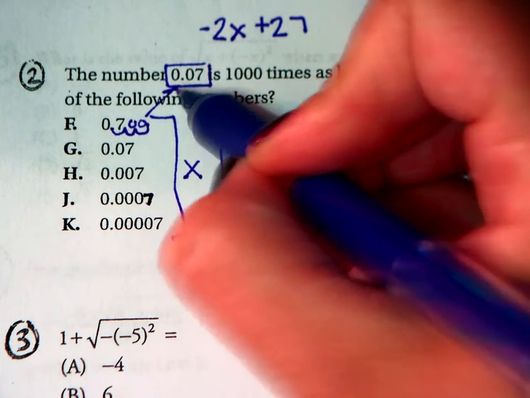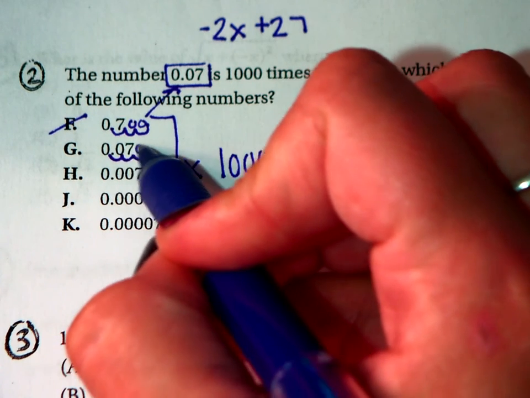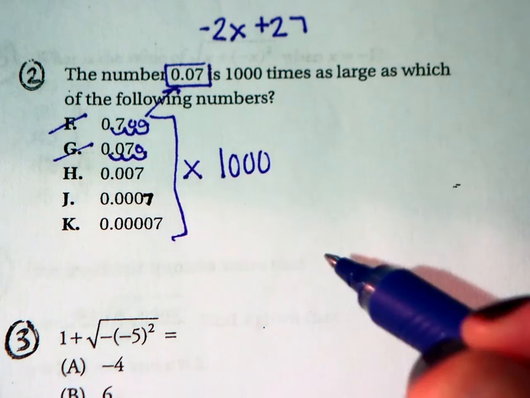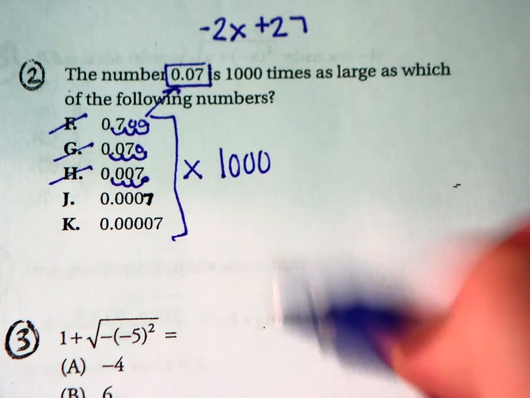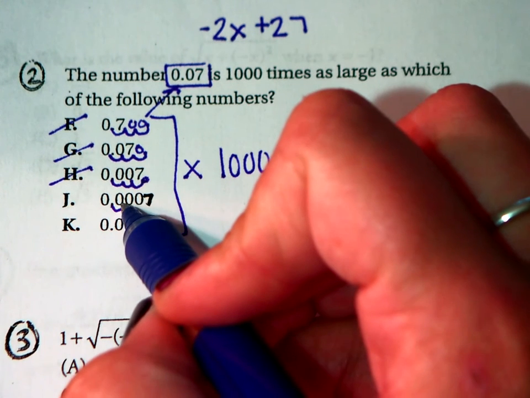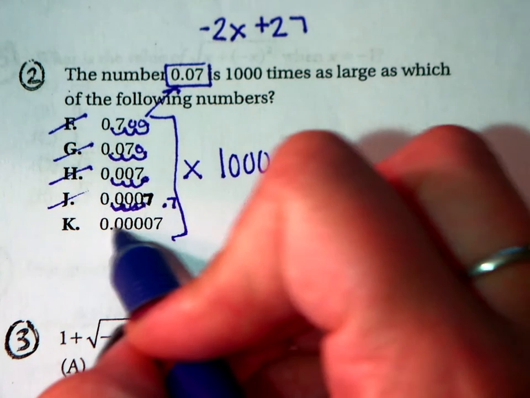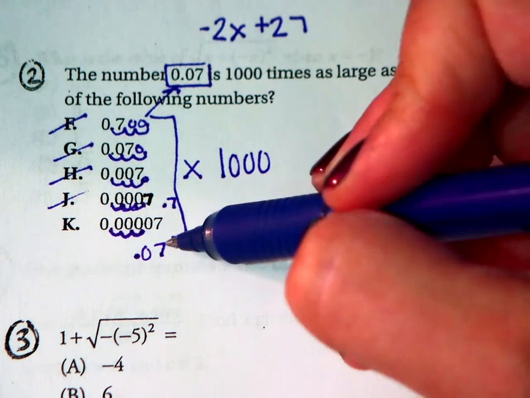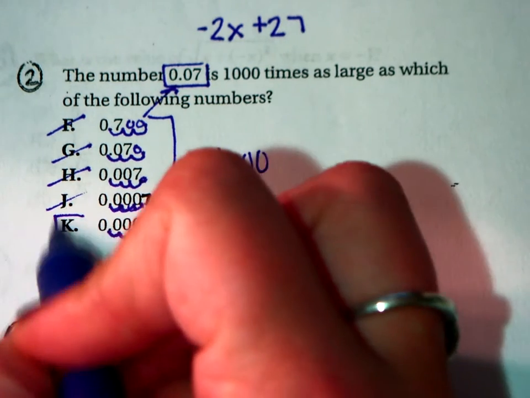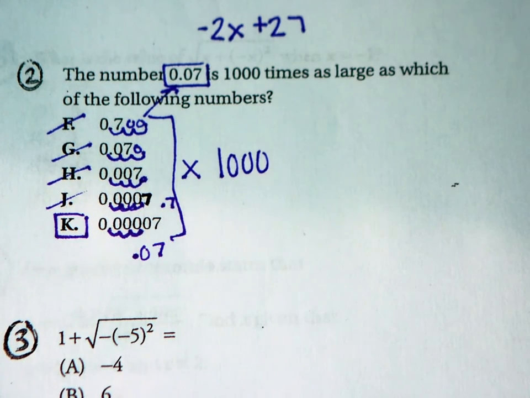That does not equal this, so F is out. 1, 2, 3, that is 70, doesn't equal. 1, 2, 3, that is 7, doesn't equal. 1, 2, 3, that's 0.7, close, but not yet. 1, 2, 3, that gives me 0.07, and this does match, so K is the correct answer. This value is 1,000 times larger than K.